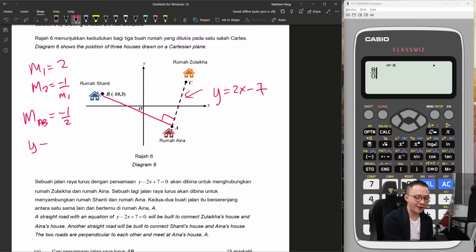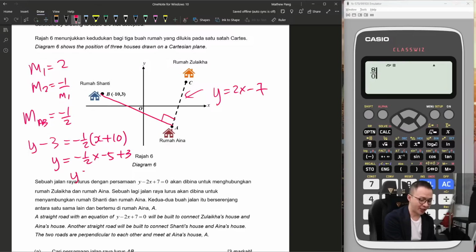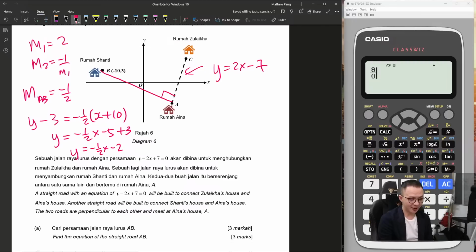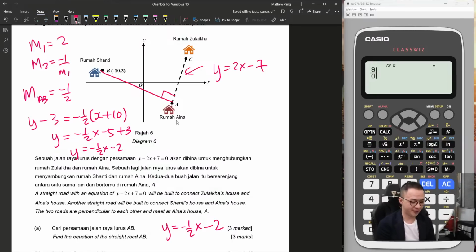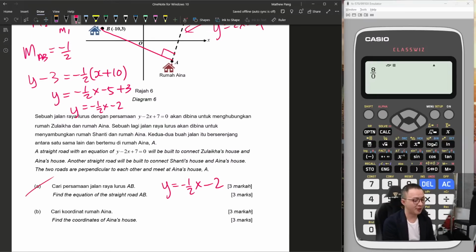I will say y minus y1 equals m times x minus x1. So y equals negative half x minus 5 plus 3. Y equals negative half x minus 2. Done. Okay, quite easy. If you understand the straight line equation very well, you can do this paper really fast. Then find the coordinate of Aina's house.